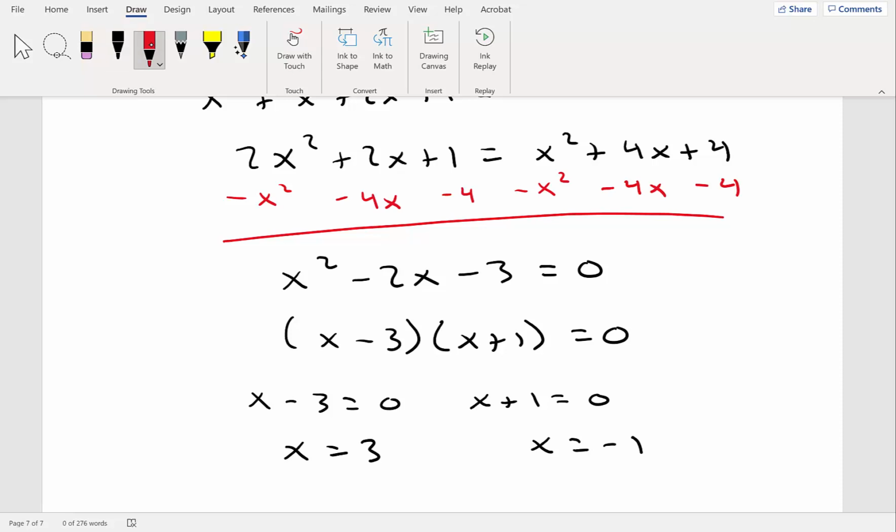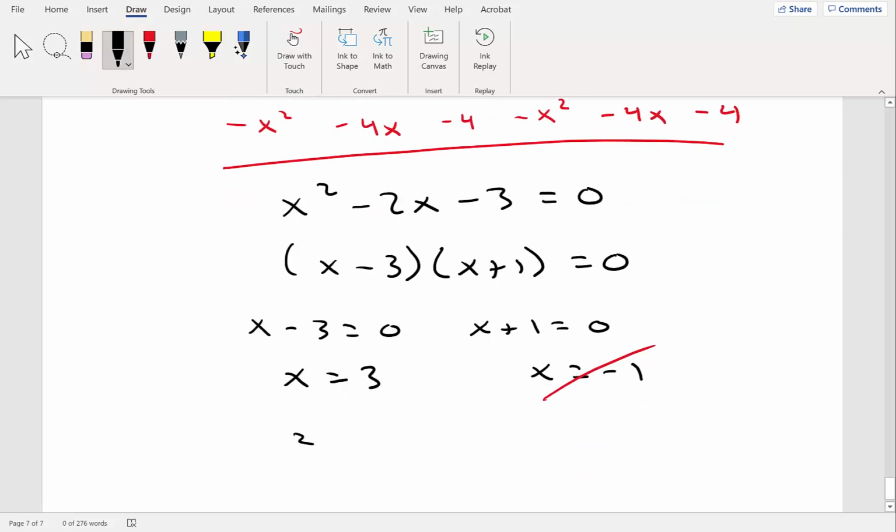But remember, over here we're talking about distance. Okay. Now distance cannot be negative. So this x equals negative 1 we have to get rid of. So the sides of this triangle, the first side has to be 3. The other side has to be 4. And then the hypotenuse has to be 5.